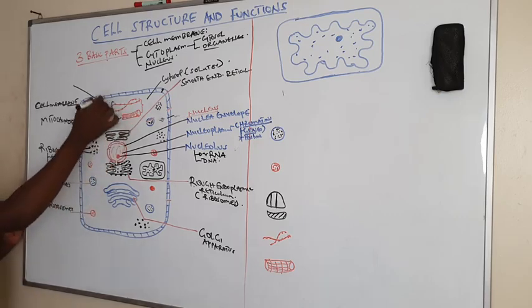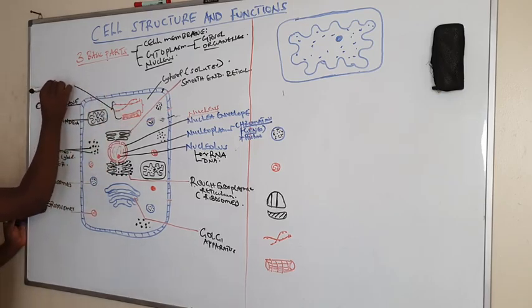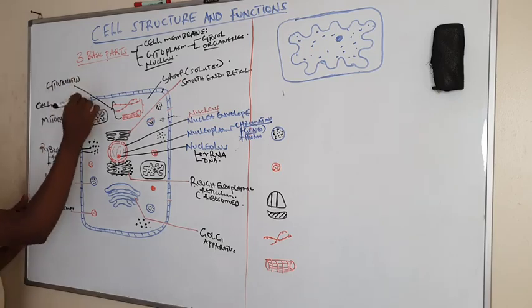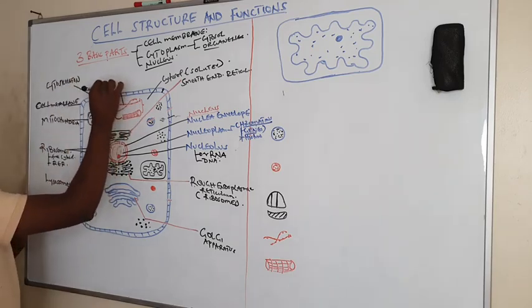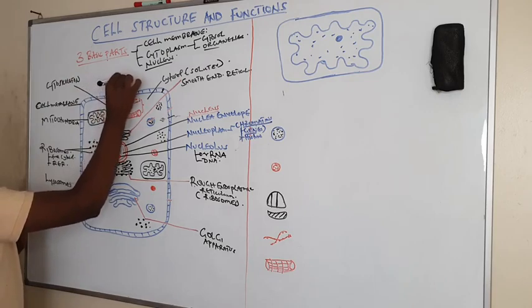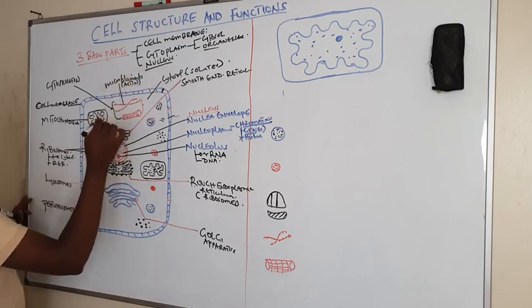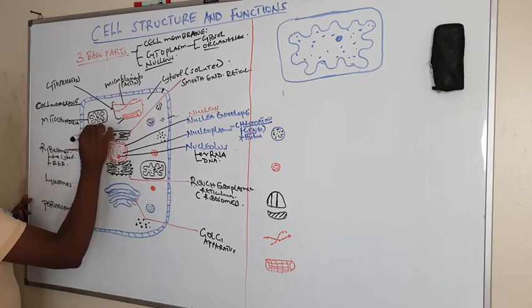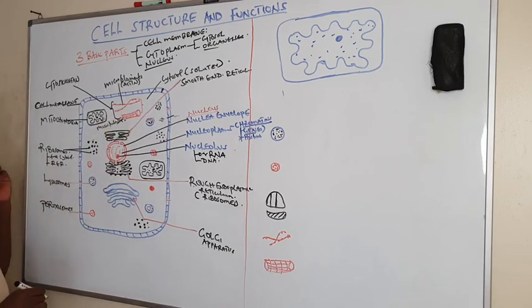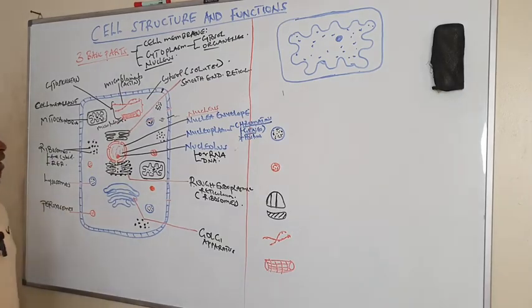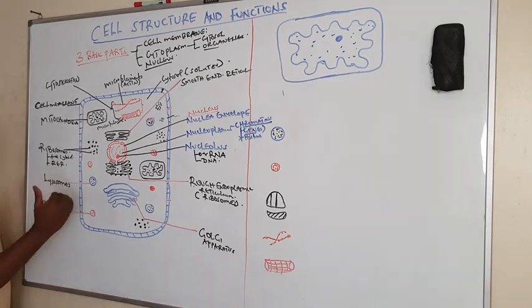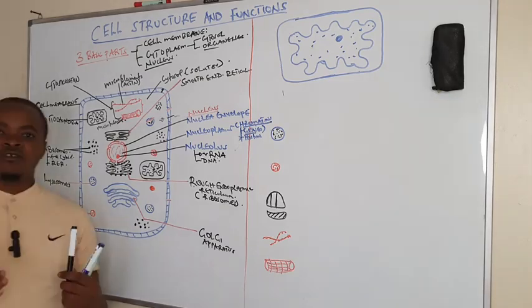Then we end with the cytoskeleton of the cell. And this cytoskeleton contains components like the microfilaments, like actin and myosin. Then we have also the microtubules and intermediate filaments. So microtubules, we are also going to see their function. After seeing the structure of the eukaryotic cell, now we are going to see the function of each one by one.